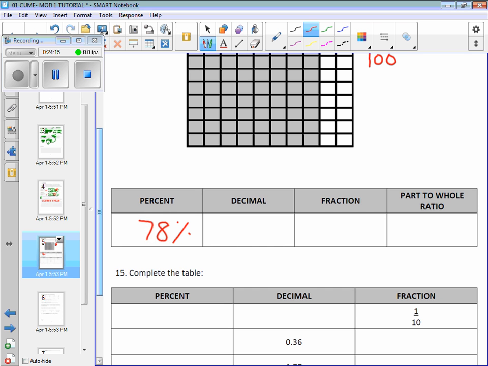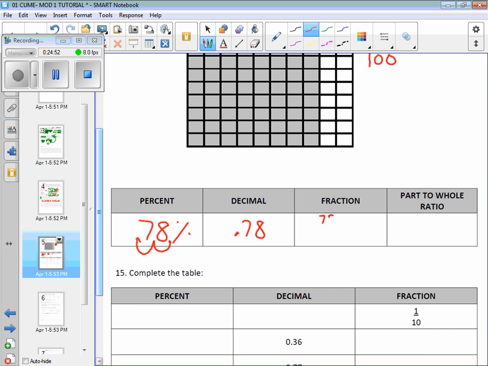To change any percent to a decimal, make believe there's an invisible decimal on the far right, and you leap it twice to the left, creating 0.78. Percent to decimal, we leap to the left twice. Decimal to percent, you leap twice to the right.